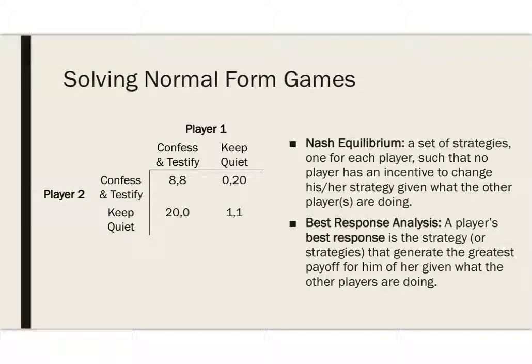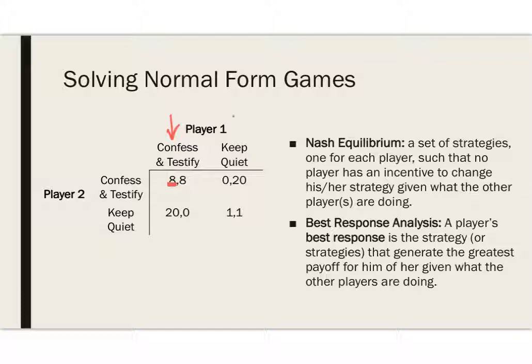Okay, so for example, let's say that player 1 chooses confess and testify. Player 2 then has the option of they can confess and testify and go to jail for 8 years, or keep quiet and go to jail for 20 years. Assuming you don't like jail, you're going to optimally choose 8 years. So I underline that. You can star it, you can circle it, you can do any number of things.